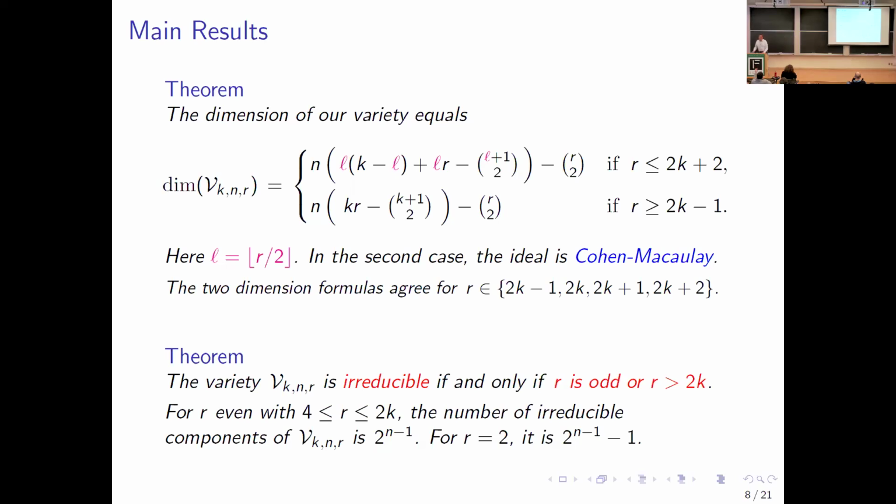Okay, so yes, question? Are these components naturally labeled by subsets? Yes, they are labeled by subsets. Okay, so those are some results.